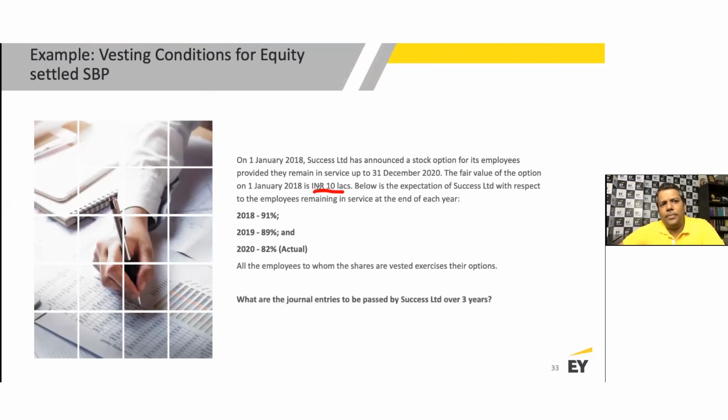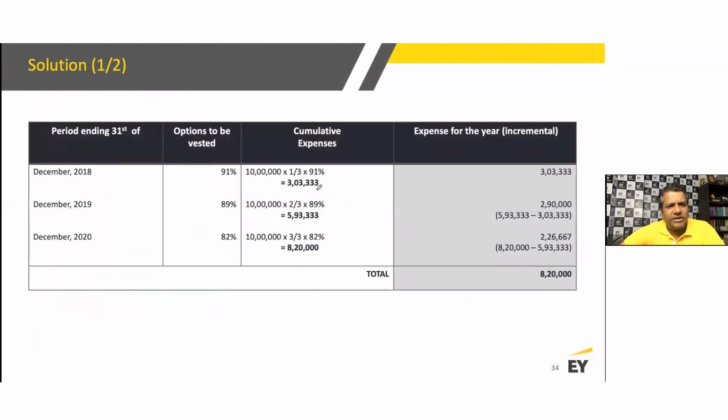What are the general entries to be passed by Success Limited over the 3-year period? So I need to determine my total compensation cost, that is 10 lakhs. Out of which 10 lakh, only 91% are supposed to vest. That means 9,10,000 is my cost, which I'm supposed to record over a 3-year period. Then I will true it up in 2019, and further true it up in 2020. Let's see how I'm going to record this. December 31st, 2018, 10 lakh into 91%, so that is 3,03,333. That is nothing but 9,10,000 divided by 3.